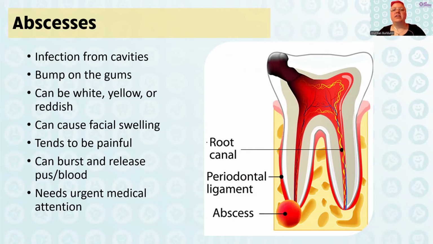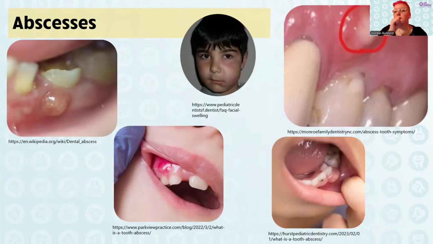And in extreme cases, it can cause facial swelling, which is another thing to be aware of if you see one of your kids in the classroom with one side more swollen than the other. That could be the sign of a very serious abscess and needs to be treated immediately. So they would need urgent medical attention and usually get antibiotics when they go to urgent care or the emergency room. And I'm going to be showing you pictures of various abscesses next.